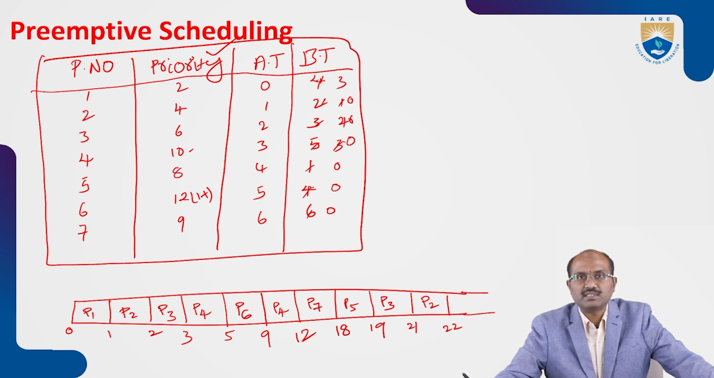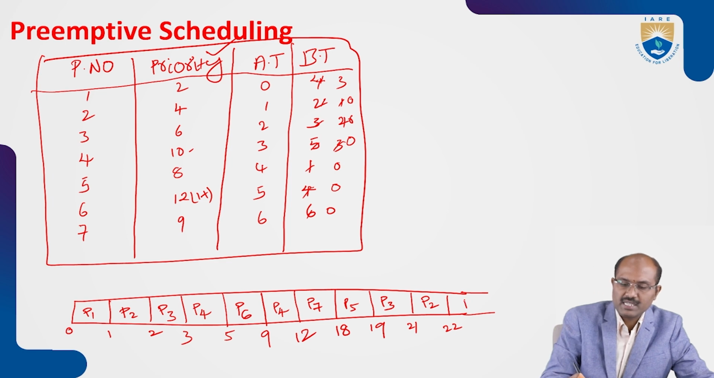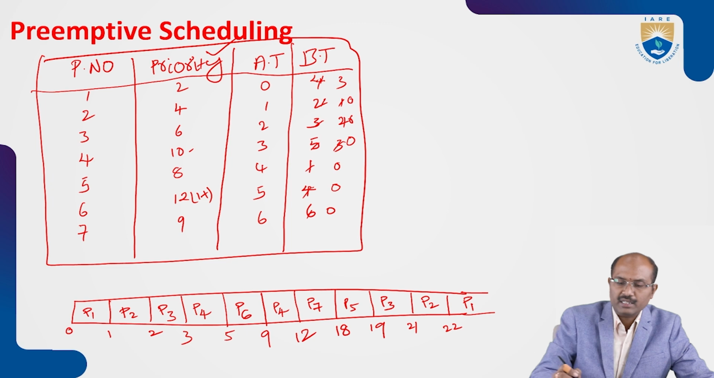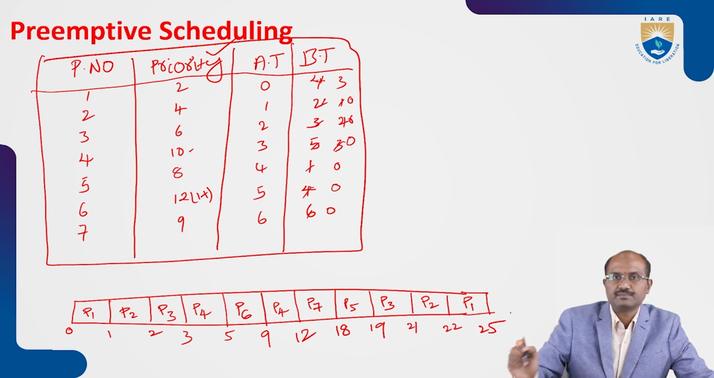Then only one process is left. That is P1. P1 burst time is 3 units of time. So that is 22 plus 3, 25. Up to 25, P1 is also completed.